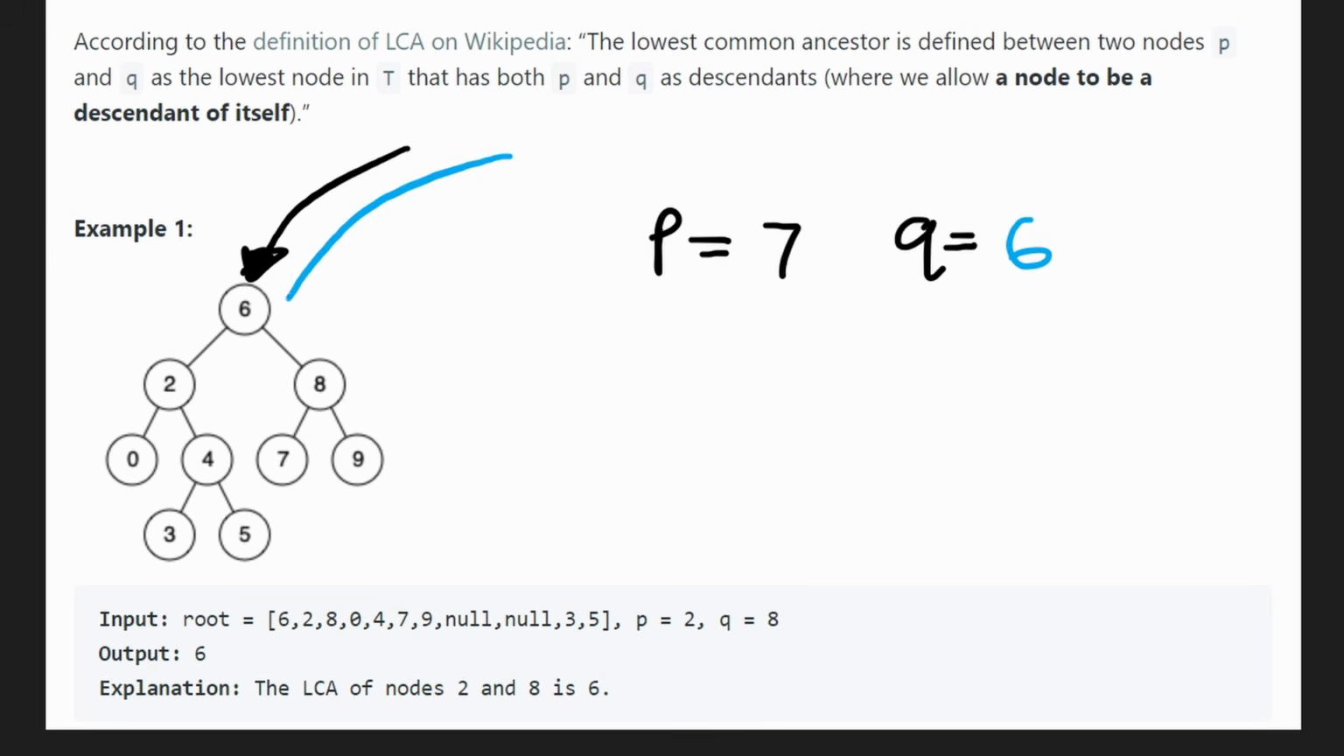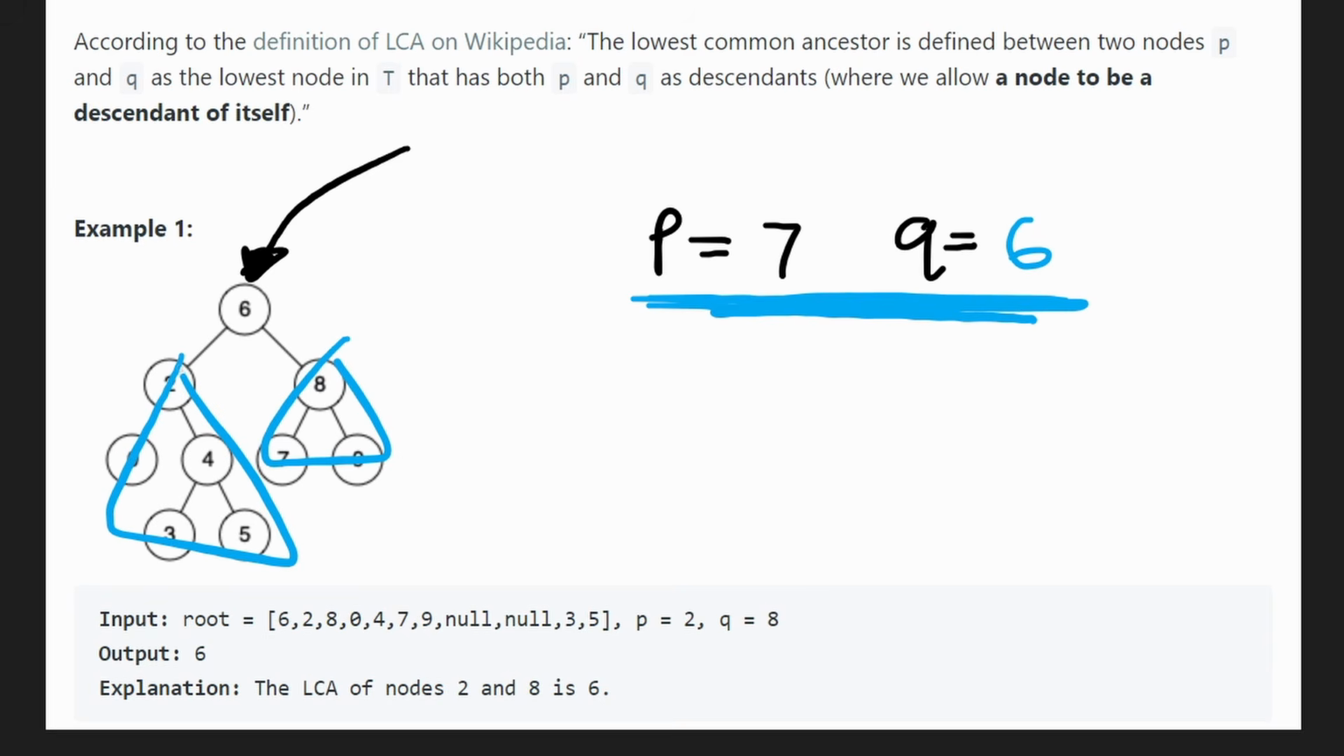So once again, we would start at the root, right? Before we were checking if P and Q were both greater than 6, then we look in the right subtree. If they're both less than 6, then we look in the left subtree. If one of them is in the right subtree and one of them is in the left subtree, that's how we know this is the lowest common ancestor.